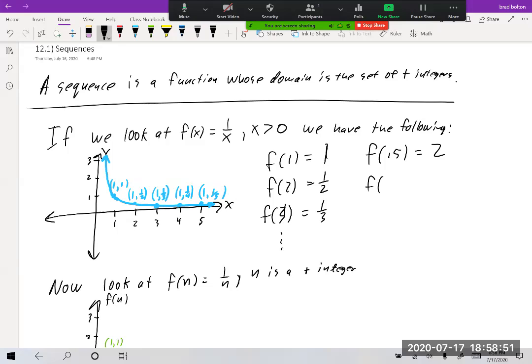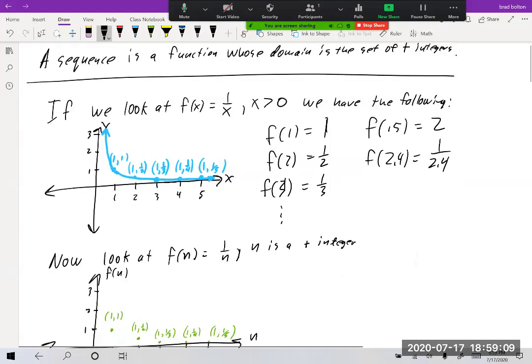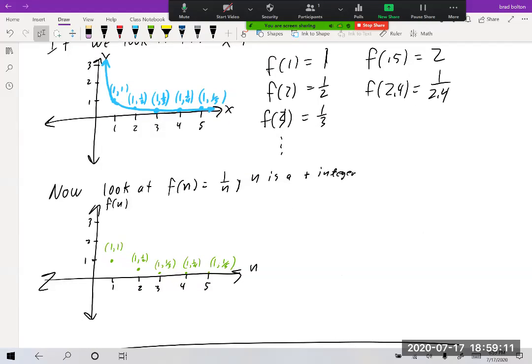If you plugged in f of 2.4, you would get 1 over 2.4, right? So we could do this all day. Now the thing is the domain of this function is x is greater than 0, and x could be any real number. Now the difference, what we're going to be doing in 12.1, is we're not going to connect the dots. What we're going to be dealing with is just those coordinates.